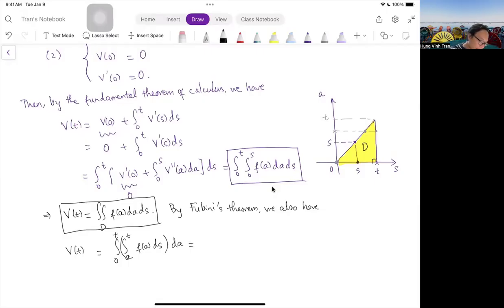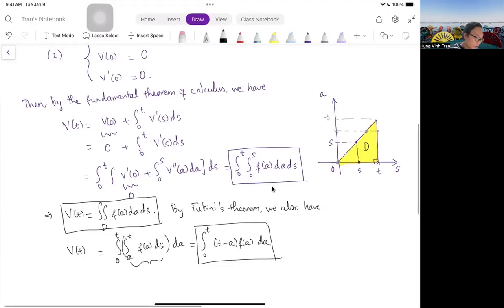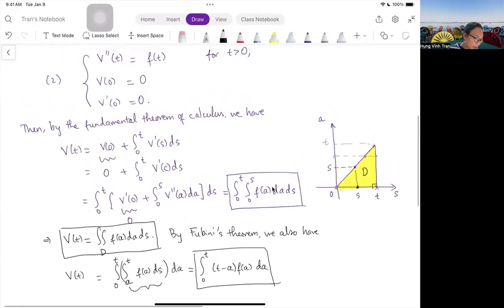And for the first integral inside here, Fi is a constant with respect to ds, right? So the integral is simply equal to the length of the interval, which is t minus I, times Fi, and then di. Okay, so I have a new formula for V, which is just this integral. So that's a normal way to look at problem two. You just integrate it twice, right?